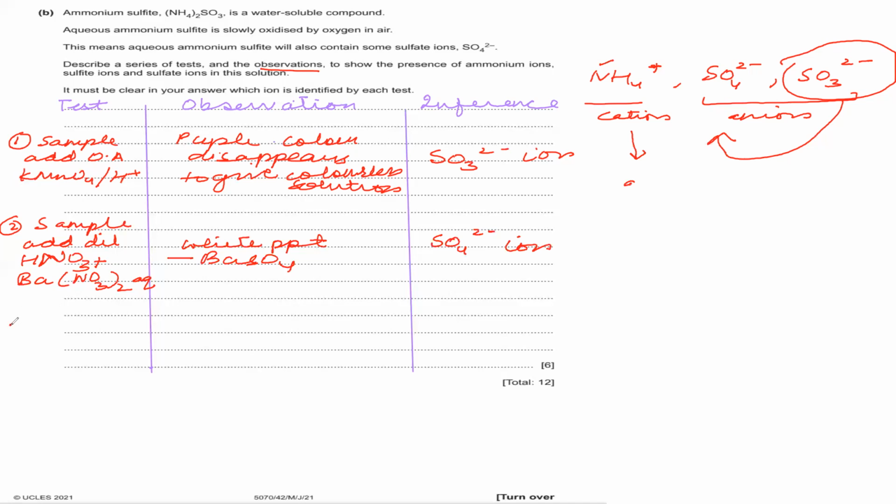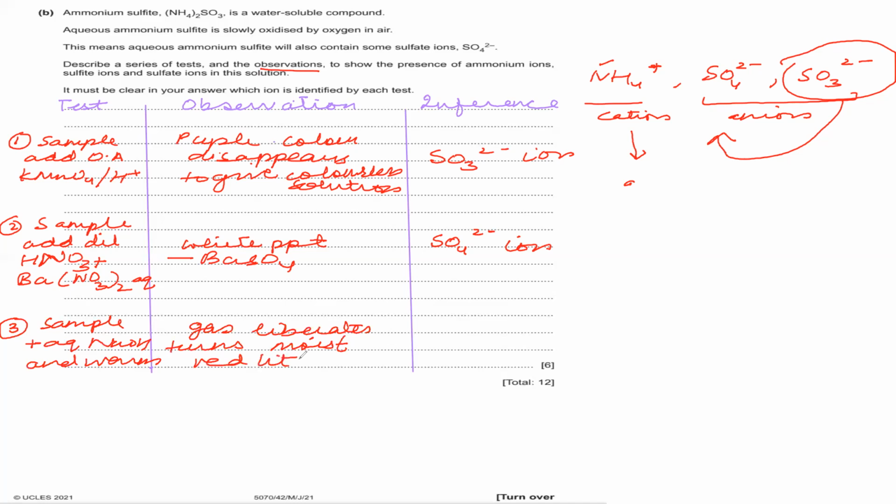We tested with sodium hydroxide. Now the test is that to the sample, if we add aqueous sodium hydroxide and warm it, on warming we will be seeing a pungent smelling gas liberated. If the gas which liberates turns moist red litmus paper to blue, that's proving that the gas which is being liberated is basically alkaline in nature.